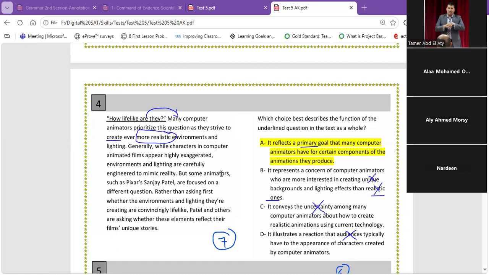It conveys the uncertainty, the question, among many computer animators about how to create realistic animation using current technology. Maybe they are not certain, but after that he said that this question, they put it as a goal, just to create a more realistic environment. No. It illustrates a reaction that audiences typically have to the appearance of characters created by computer animators. We didn't talk about the audience. We're talking about computer animators. So the answer is A. Yassine Ahmed, clear?